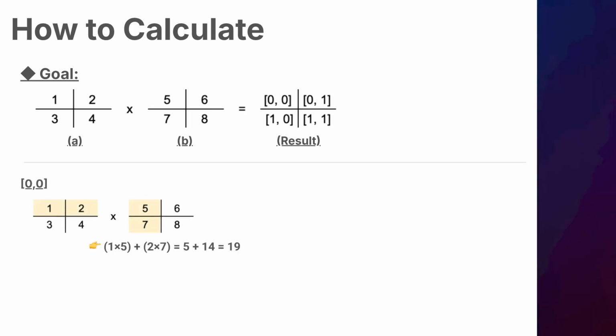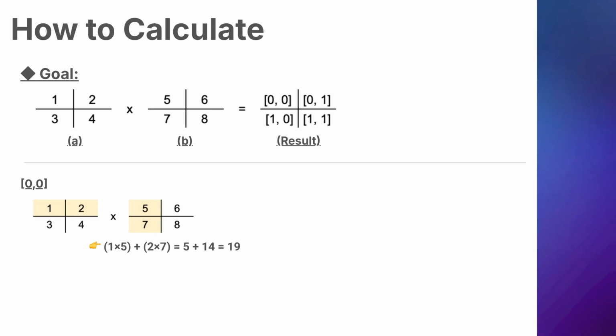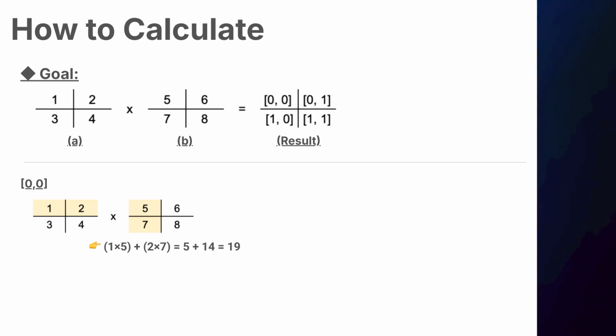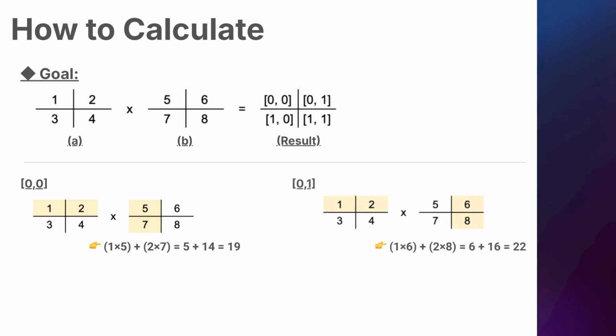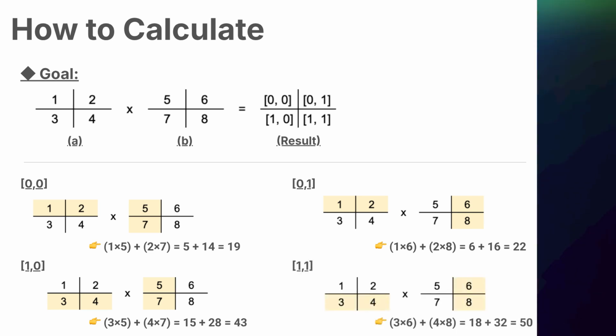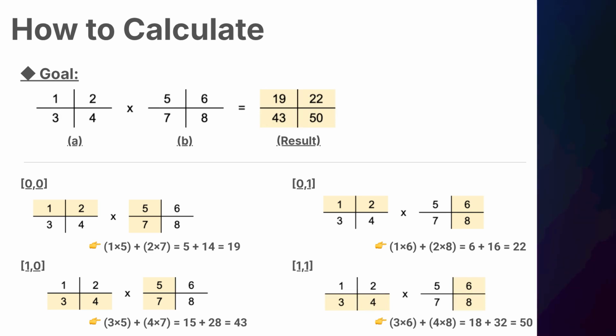First, the position 0, 0. Multiply the first row of A by the first column of B and sum the products. The result is 19. Do the same thing to the others. Finally, we get the matrix multiplication result.